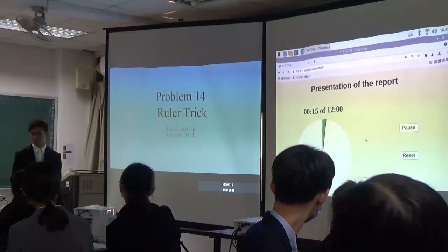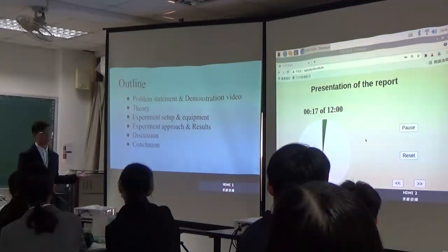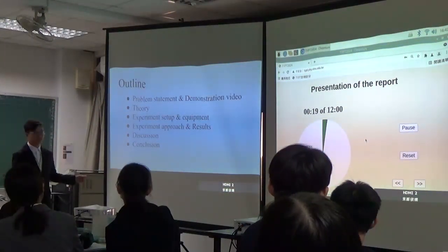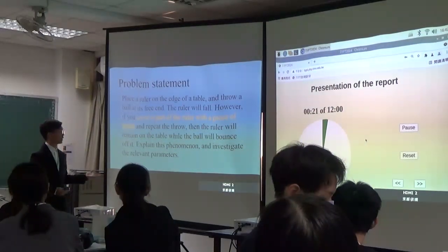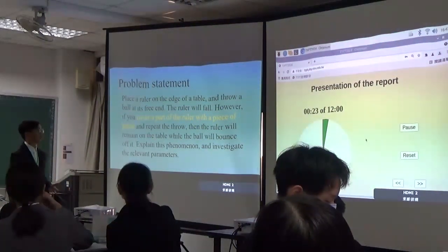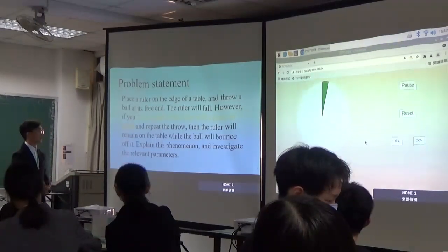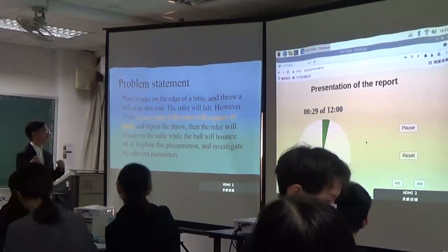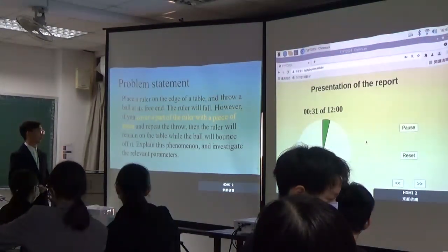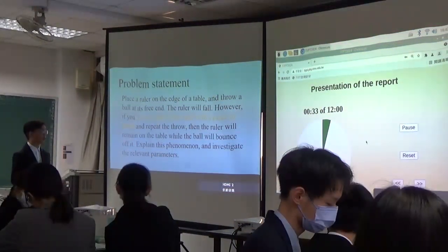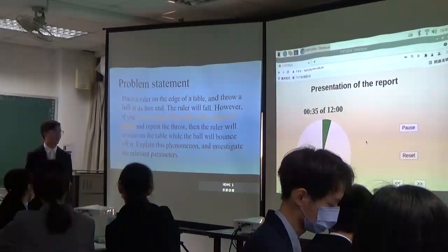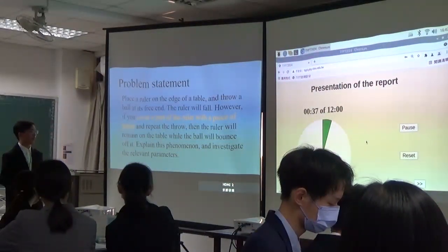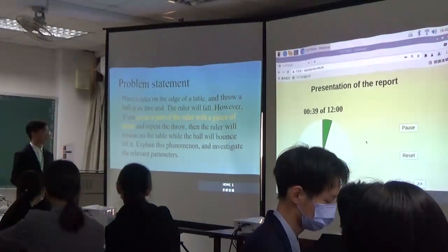So let's start with our all-out. Here's our all-out, and here's the problem statement. Place a ruler on the edge of the table and throw at its rear end. The ruler will fall. However, if you cover part of the ruler with a piece of paper and repeat the throw, then the ruler will remain on the table while the ball will bounce off. Explain this phenomenon and investigate the relevant parameters.